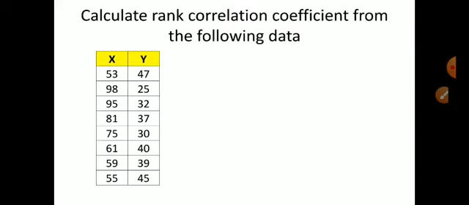Okay, we'll be taking a problem. Calculate the rank correlation coefficient for the following data. Here there are no repeated ranks. We can see no numbers are being repeated.